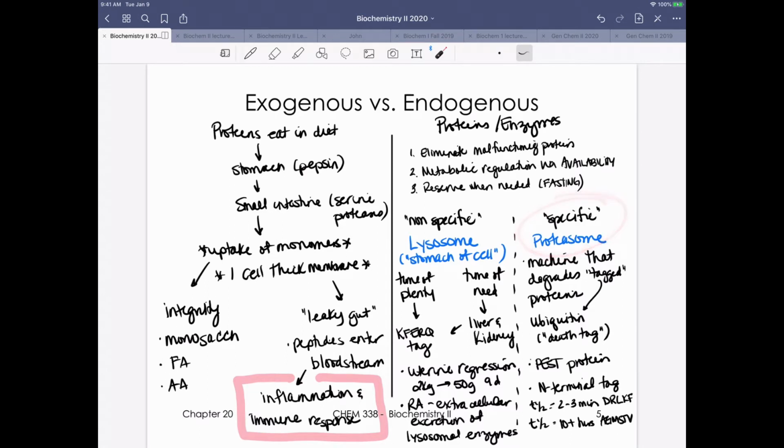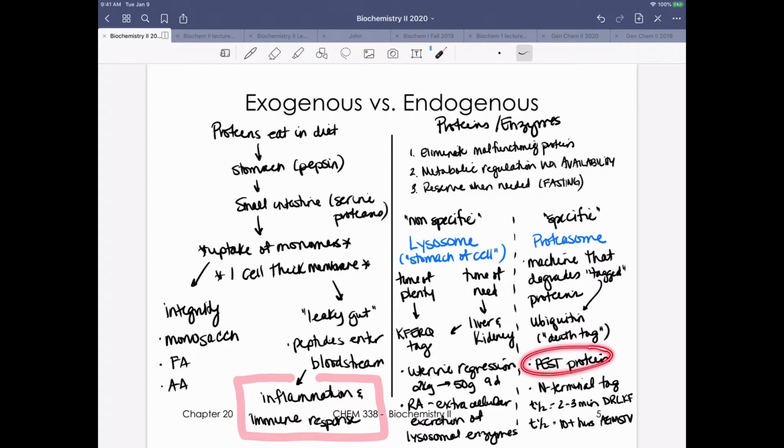So more specific degradation, what I want you to think about is the proteasome. We're not going to go through the details of how this large assembly works, but it's basically a protein degradation factory. We can think about it almost like a machine that's going to degrade proteins that are tagged with another specific molecule. So if proteins are tagged with a molecule called ubiquitin, this is referred to as a death tag. That means that these proteins are then tagged and trafficked to the proteasome for degradation within the proteasome. So the proteasome, again, is a very specific machine that degrades proteins that are tagged with this ubiquitin tag.